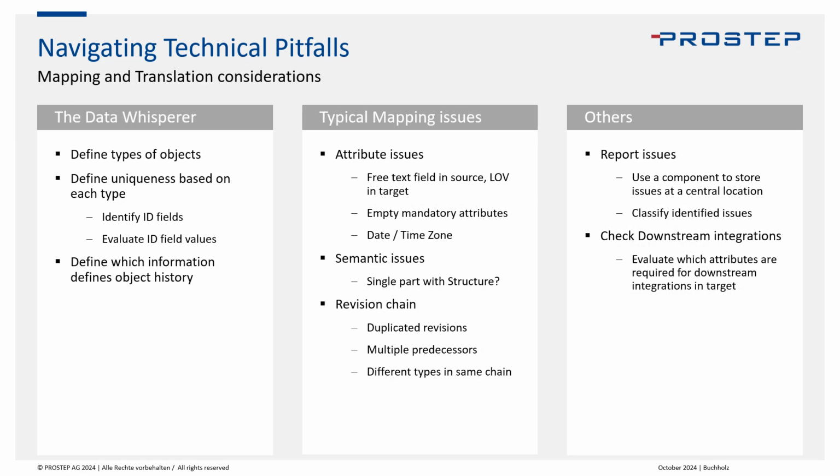So when looking into mapping, the first thing that you want to do is really understand the kind of data that you're looking at. Be a data whisperer. You need to define the types of objects. You need to define for each type of object what makes it unique. You want to define for each type of object what is the history of the object. So what kind of attributes define that this is a revision chain, right? Revision 1, 2, 3, and so on.